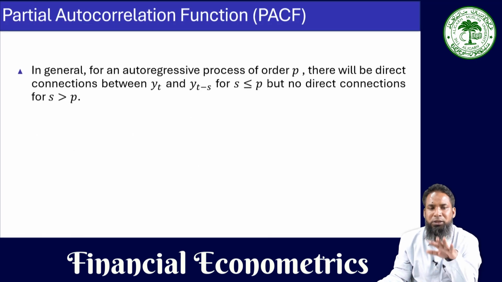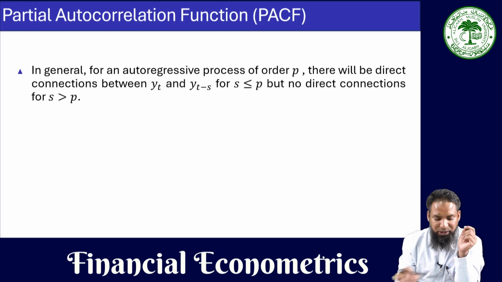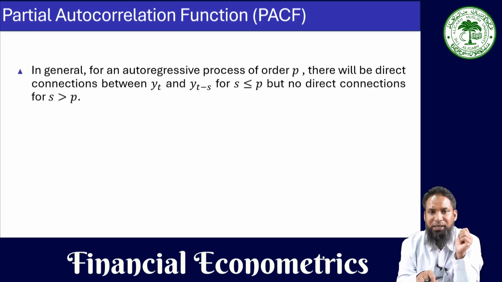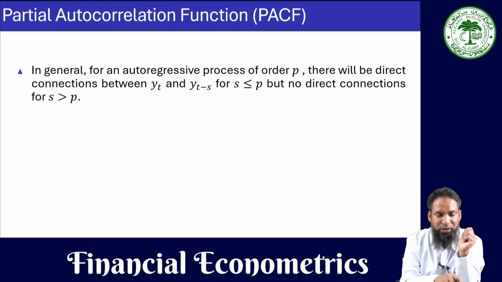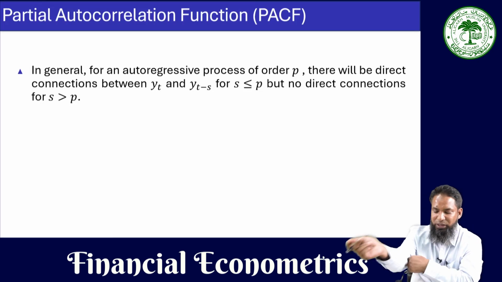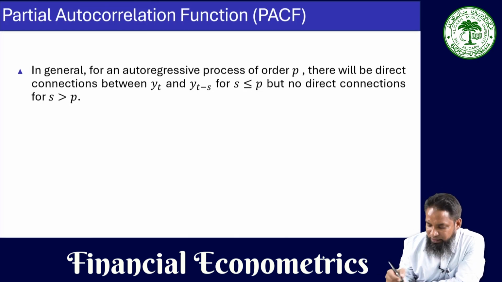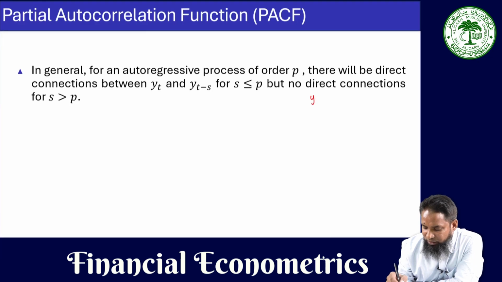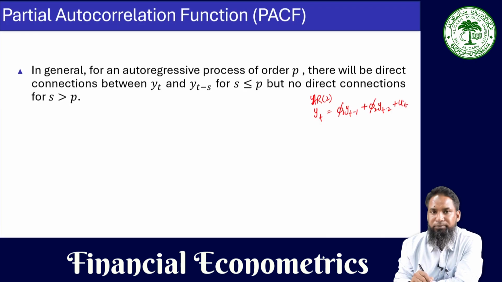So in general, for an autoregressive process of order p, there will be a direct connection between yt and yt minus s, where s is less than p, but no direct connection for s more than p. What we mean by this is, let us say we have an AR(2) process, that is, yt is equal to phi 1 yt minus 1 plus phi 2 yt minus 2 plus ut.